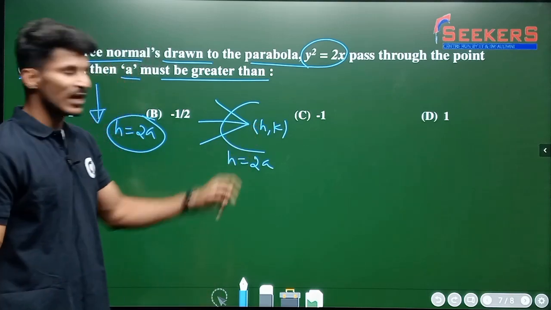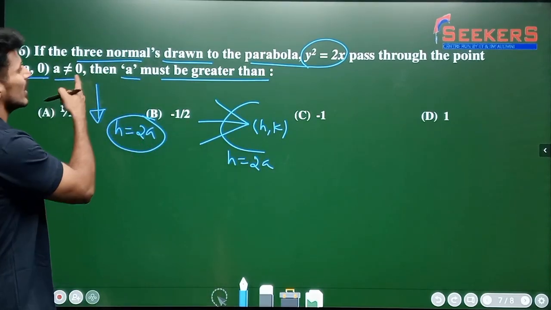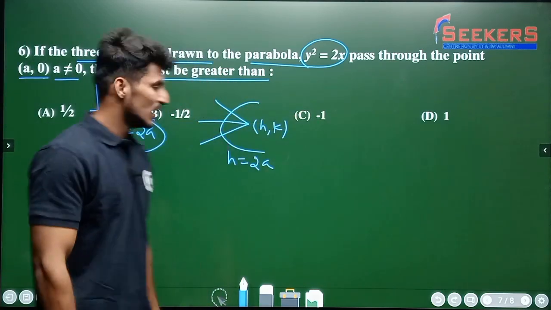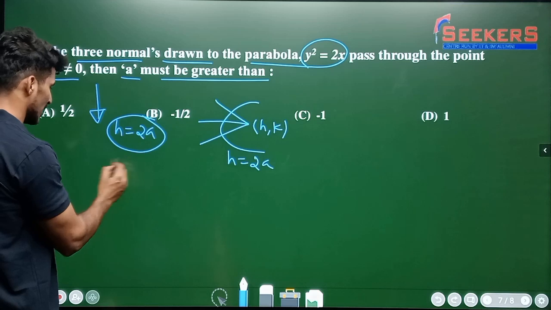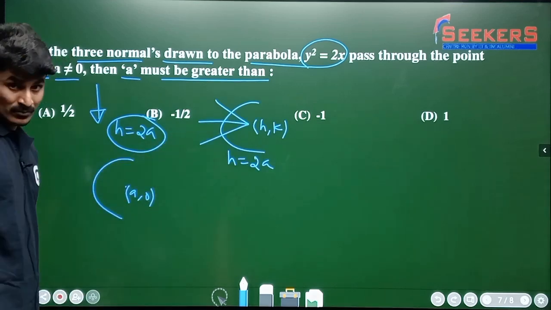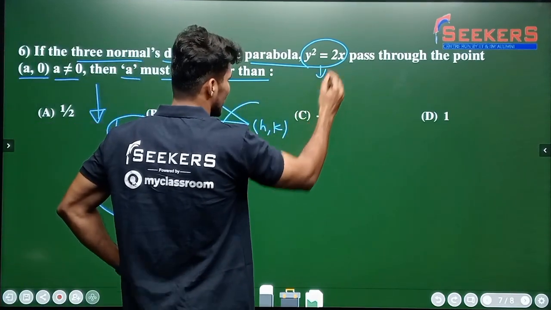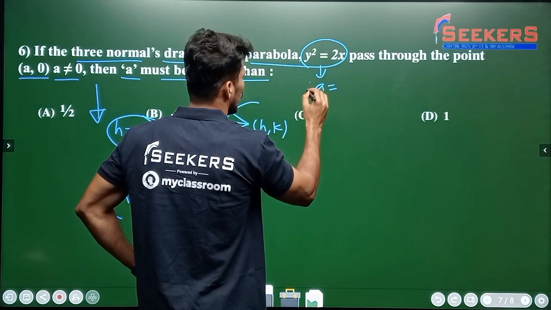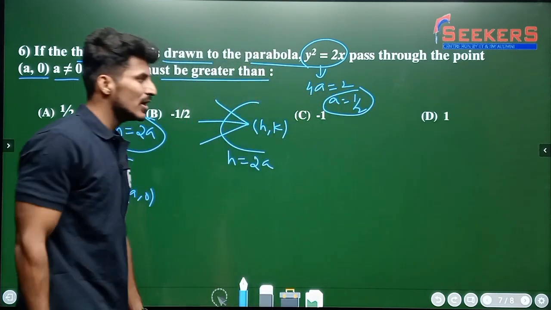What is h here? X coordinate. What is k here? Y coordinate. So now look at this here, and what he has given here: the normals pass through the point. What is the point given? The point given is a comma 0. Now h is going to be a. So in fact, if I compare this, what is a actually here? 4a is equal to 2. The a value is going to be 1 by 2, in fact.